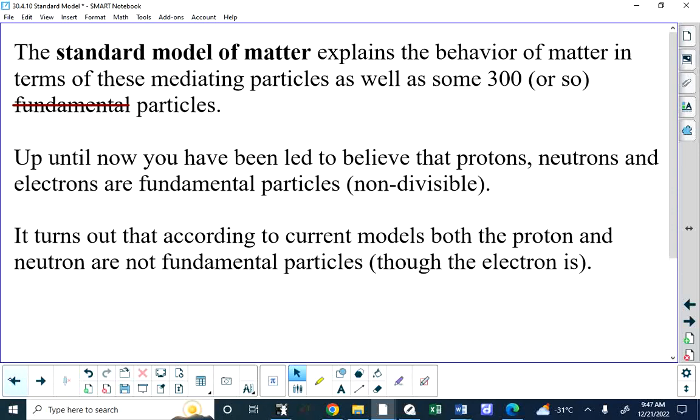The electron is fundamental. Could we, somewhere down the road, could Physics 30 students 100 years from now be taught, oh, we used to think electrons were fundamental and now they're made of something? Maybe, but right now we believe they're fundamental.